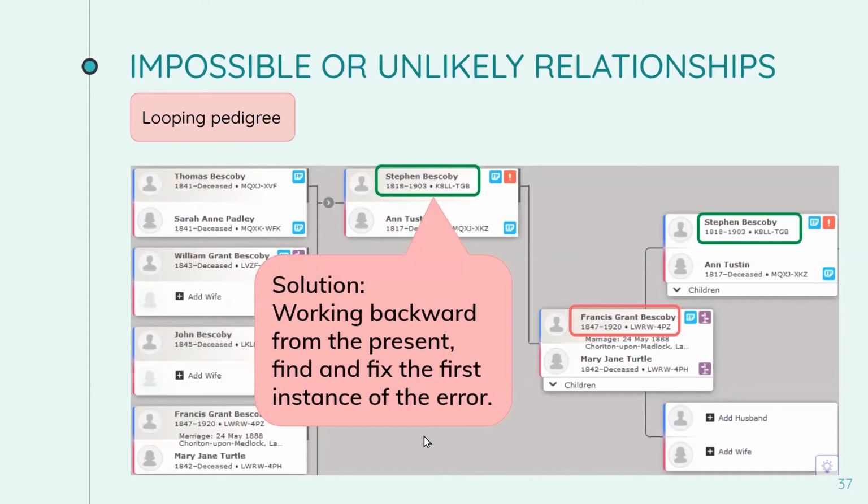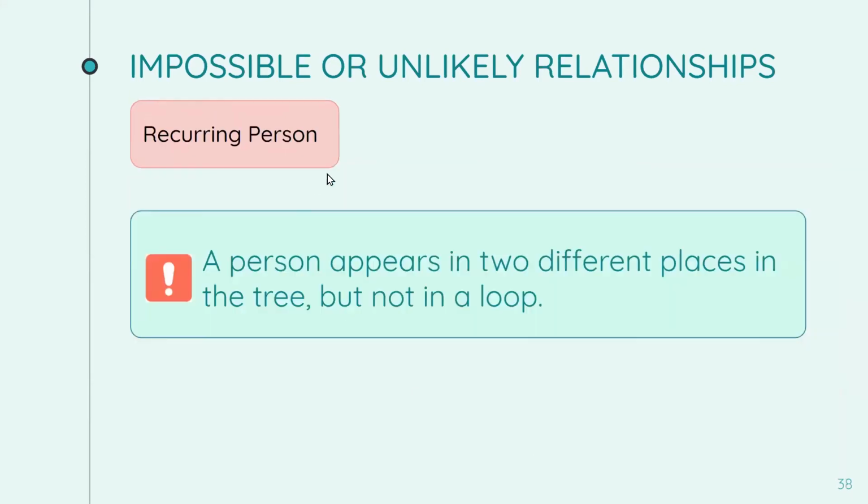Well, you might be saying, how do we fix it? That is one of those things that has probably about six steps to it that we're not going to include in this webinar, but I am going to refer to another webinar that talks about fixing incorrect relationships. So this is the looping pedigree. And now we're going to go to the recurring person, because both of those are covered in the other webinar that I'm going to refer you to.